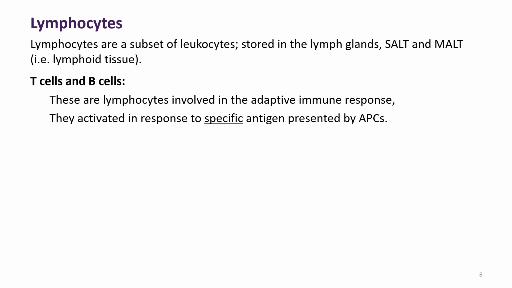Generally we're talking about T and B cells. So these are lymphocytes that are involved in the adaptive immune response. And they're activated in response to specific antigen presented by antigen presenting cells. So our dendritic cell or our macrophage will present the antigen to our lymphocytes and say, oh, come and sort this out, mate. We need you now. We need an adaptive response now to give us immunity.